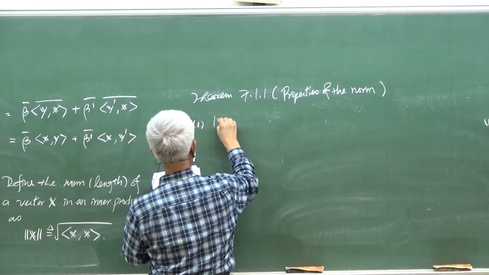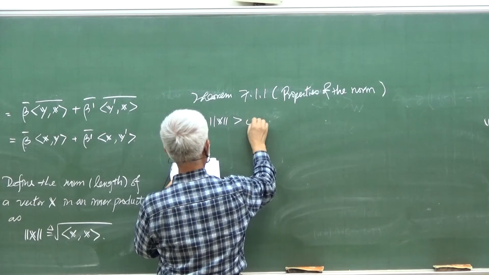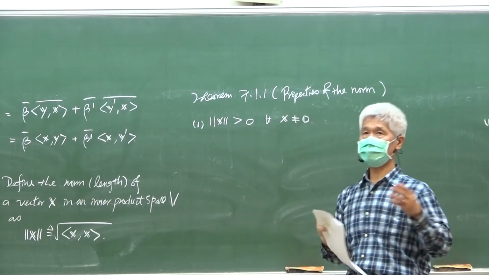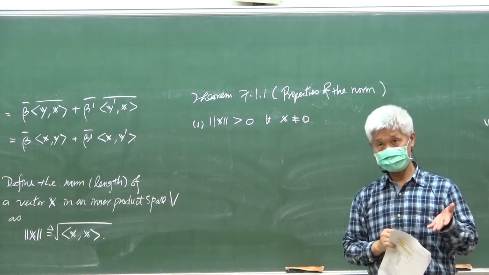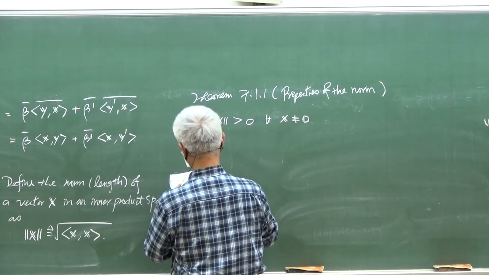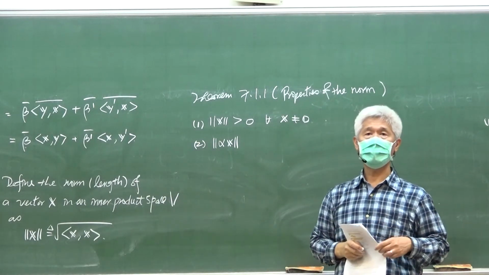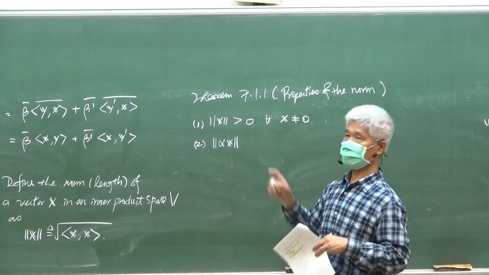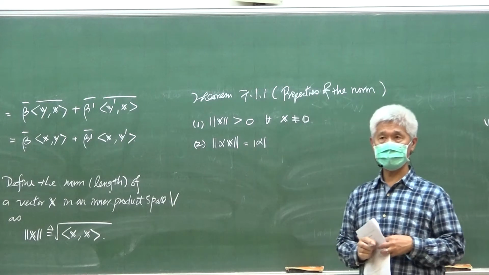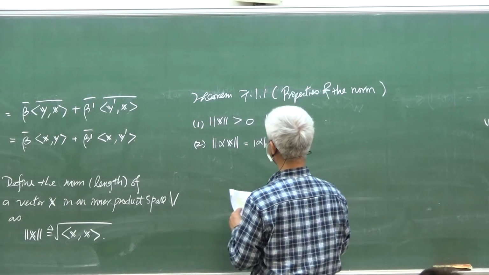First one, the norm, the length, is always positive for all x not equal to 0. So if we have a non-zero vector, then its length is positive. Second, if you have a scalar multiple of a vector x, then the length will be the absolute value of the scalar times the length of x. Okay. Third one.